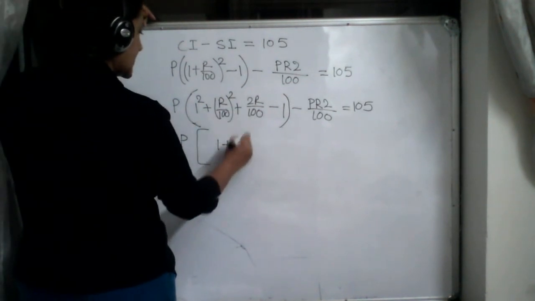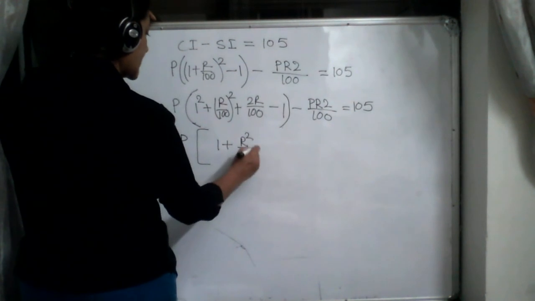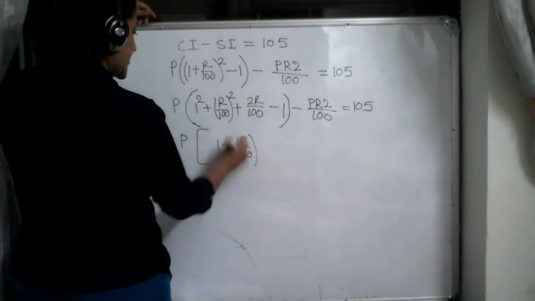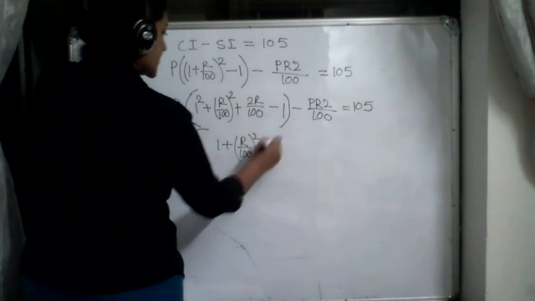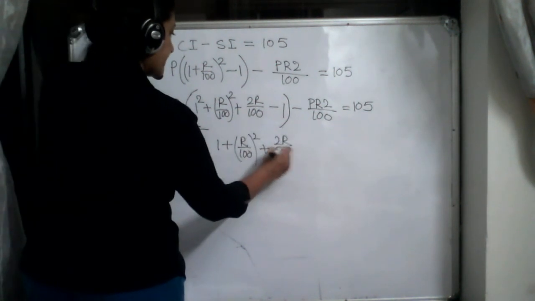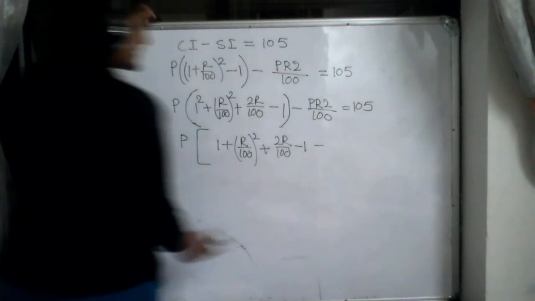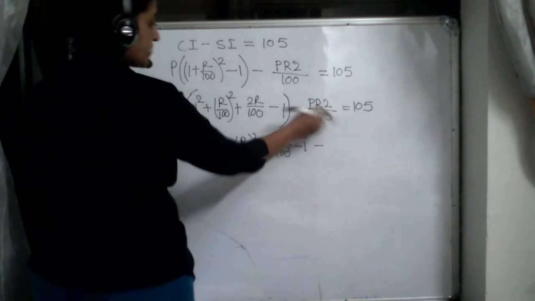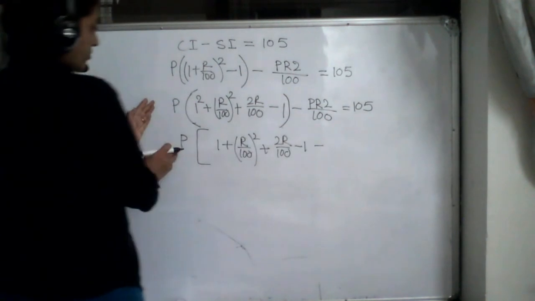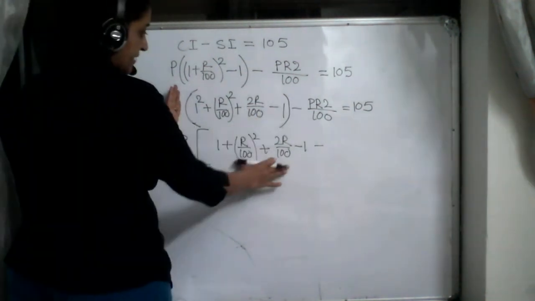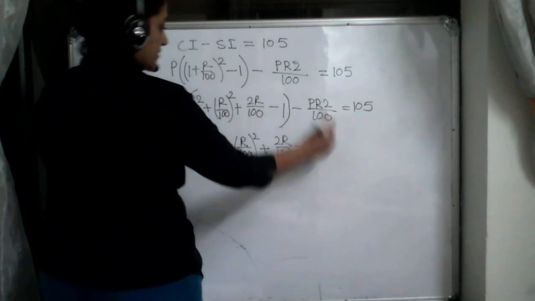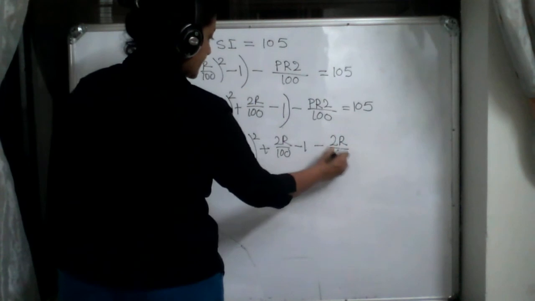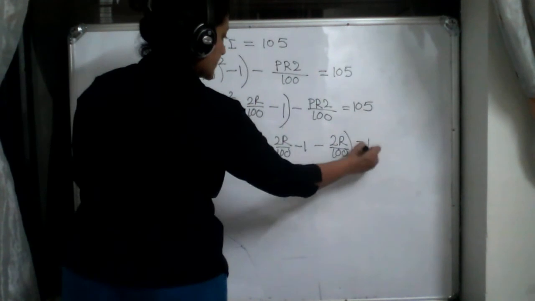1 plus R square upon 100 square. I have just separated it, there is no need, we can write it as R upon 100 to the power 2, plus 2R upon 100, minus 1, minus this we are opening. We are taking this as one term, this as another term. So we have taken P common from both. So this whole bracket will remain inside, minus 1, minus 2R upon 100, and this will be 105.